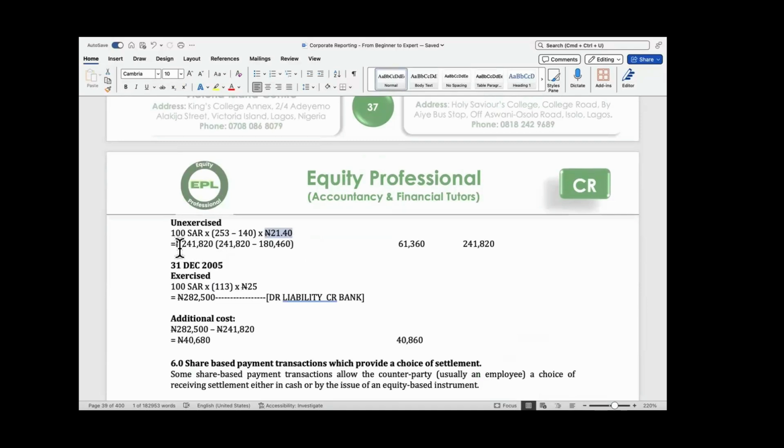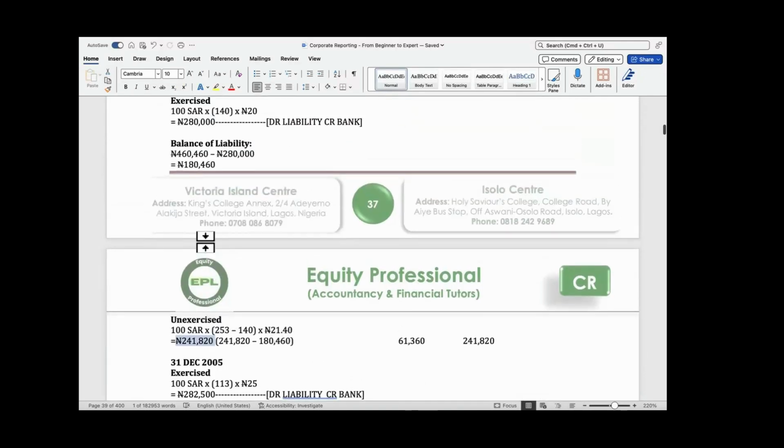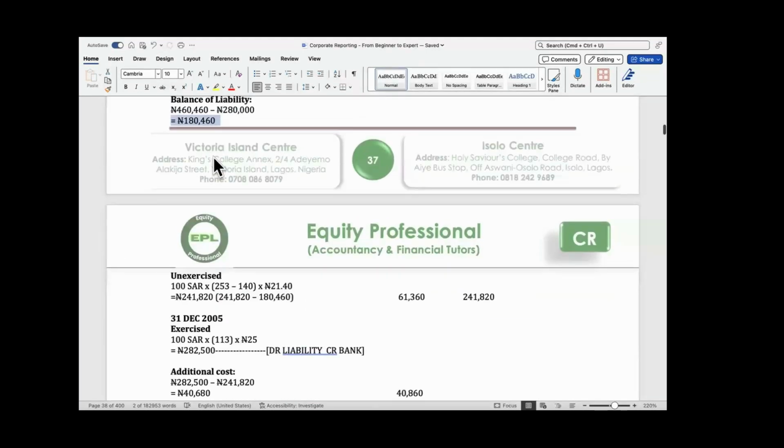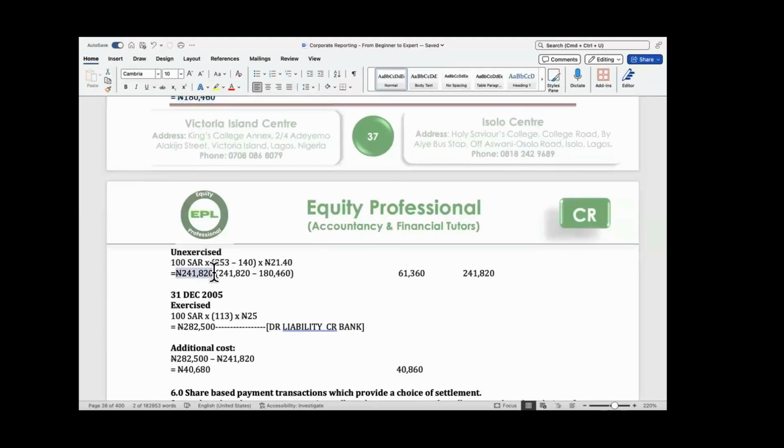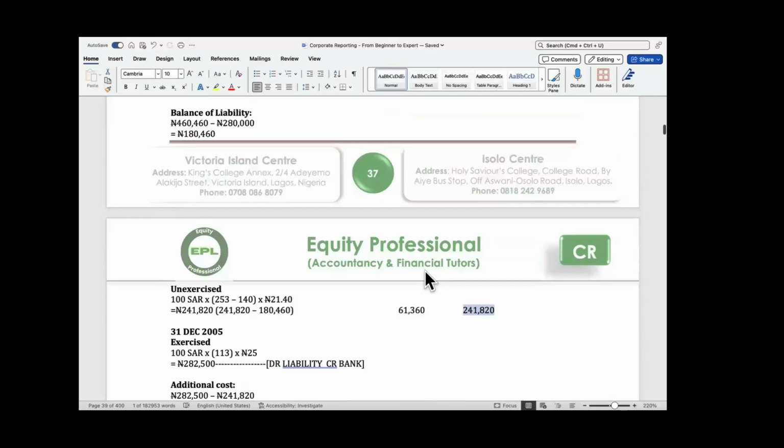If you punch your calculator, the value of liability now is 241,820. Don't forget that when we paid those that had exercised, the liability came down to 180. But now that we are remeasuring, it is now 241,820. Of course, this is what the balance in our liability account will look like. However, the increment from 180 to 241 shall be recognized in P&L.